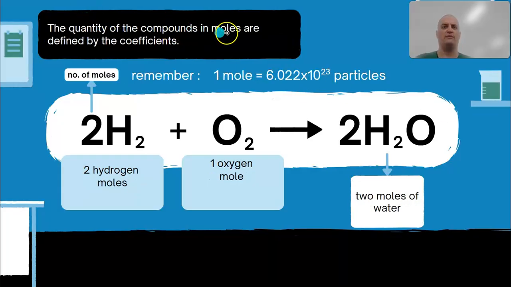The quantity of compounds in moles is also defined by their coefficients. So 2 moles of hydrogen and 1 mole of oxygen makes 2 moles of water. Remember, a mole is a gigantic amount of particles, but that's what these are referring to. Just like a mole means this number, a dozen means 12. Those are the relationships we're going to use in order to use this effectively.